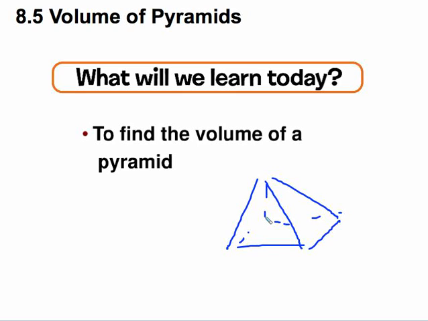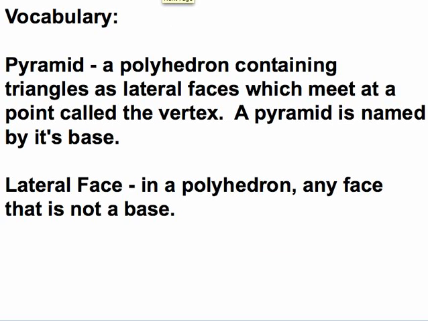So what I've drawn right here is a really shabby rectangular pyramid. So when we talk about pyramids, let's take our definitions down. It is a polyhedron, remember that means a multi-sided figure, containing triangles as the lateral faces, which meet at a point called the vertex. A pyramid is named by its base. A lateral face in a polyhedron is any face that is not a base. So I'll have you take a second to write that down while I draw a better pyramid.